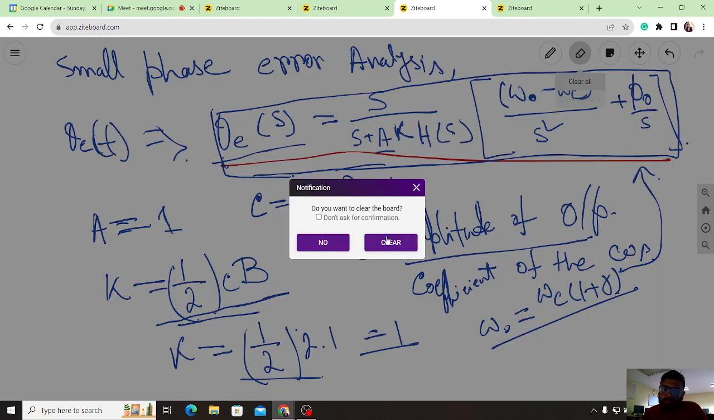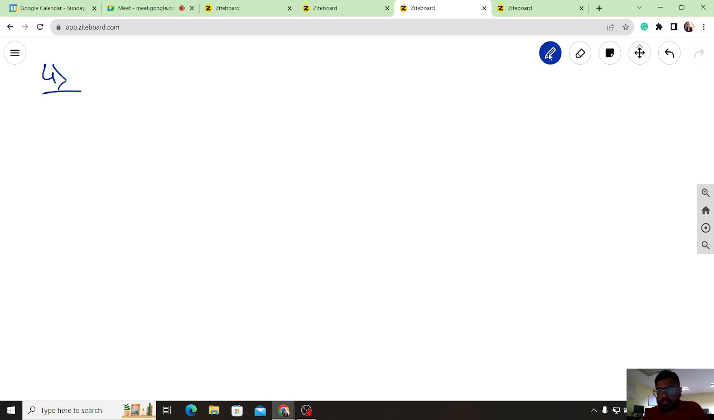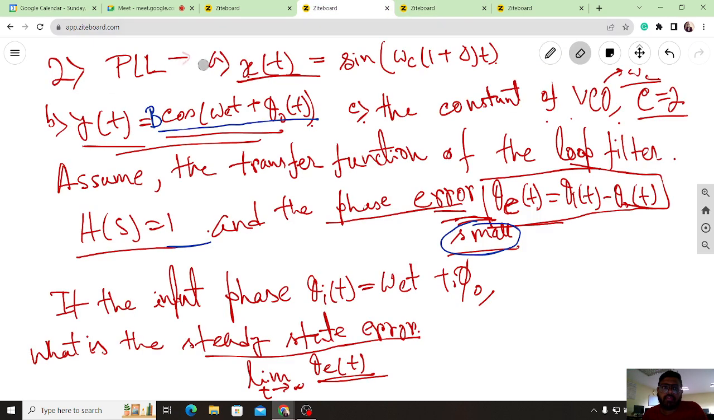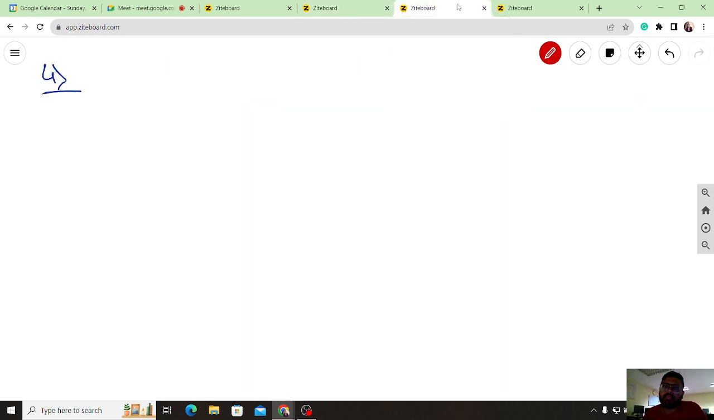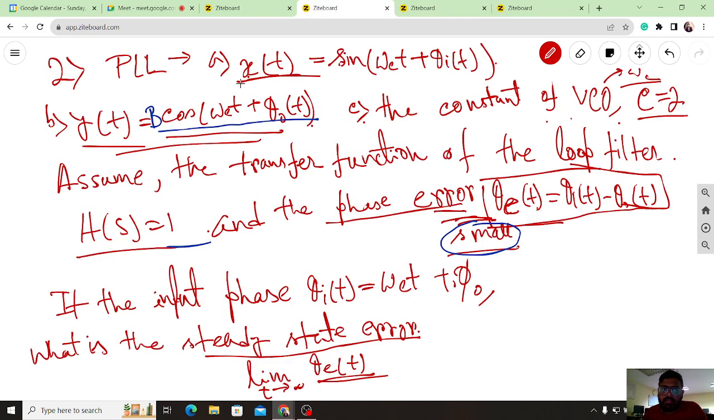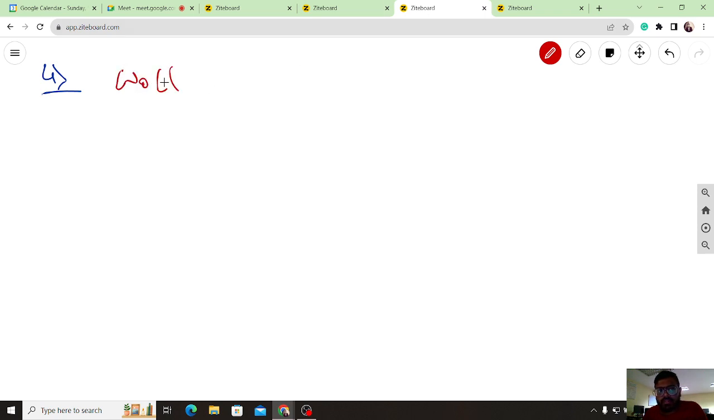Now let us move to question number 4. Question number 4 says, the input signal is like previously, sine of omega c t plus theta i of t. For the question described in question number 2, we are given that the value of omega 0 of t is 2 into 10 to the power 6 radian per second.